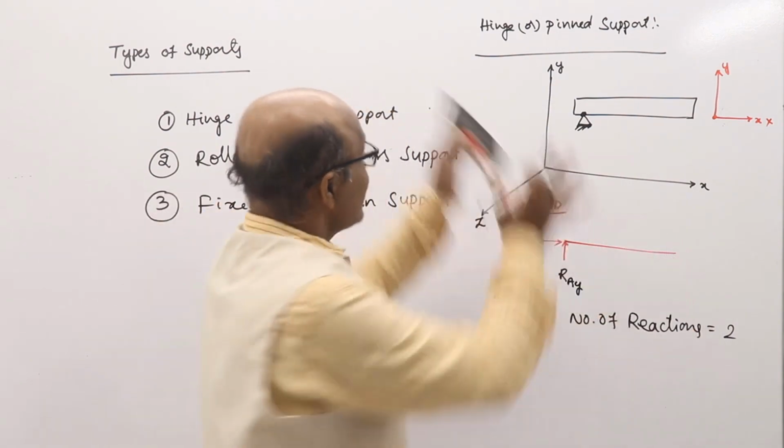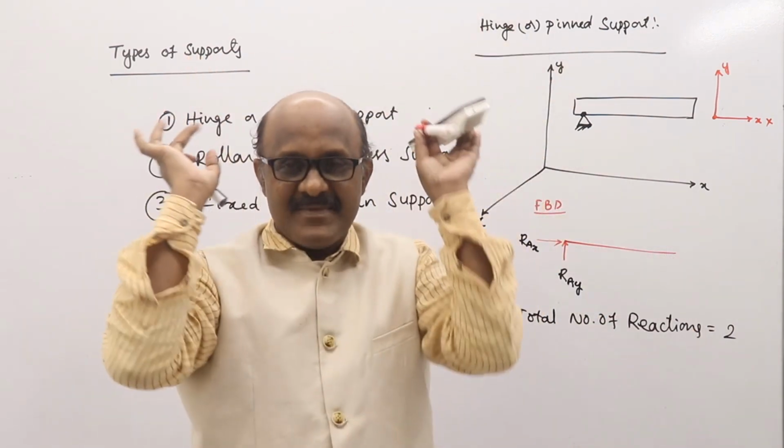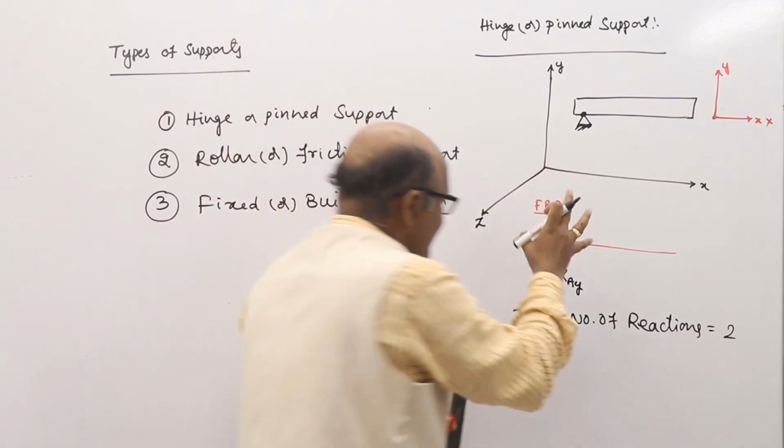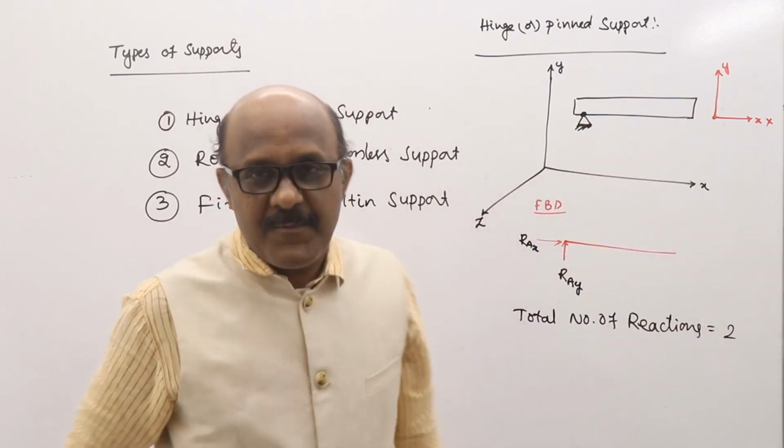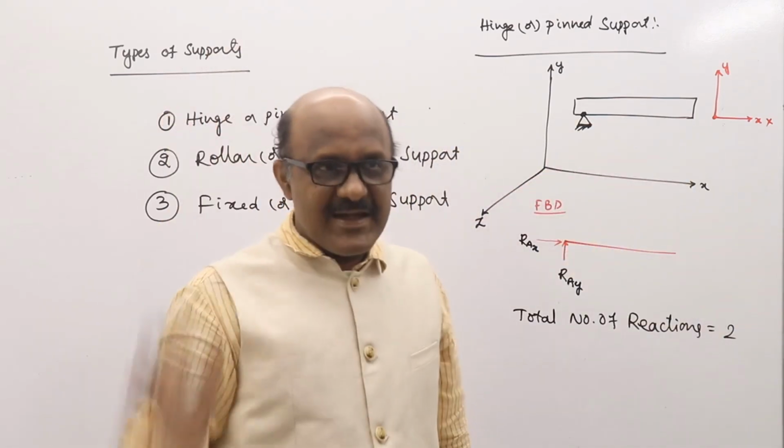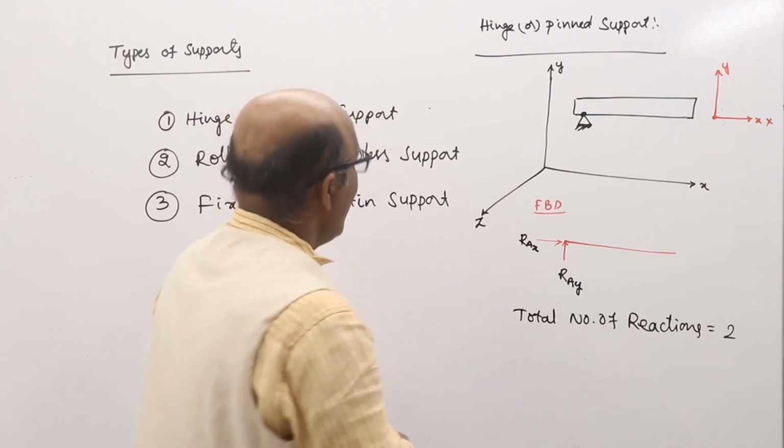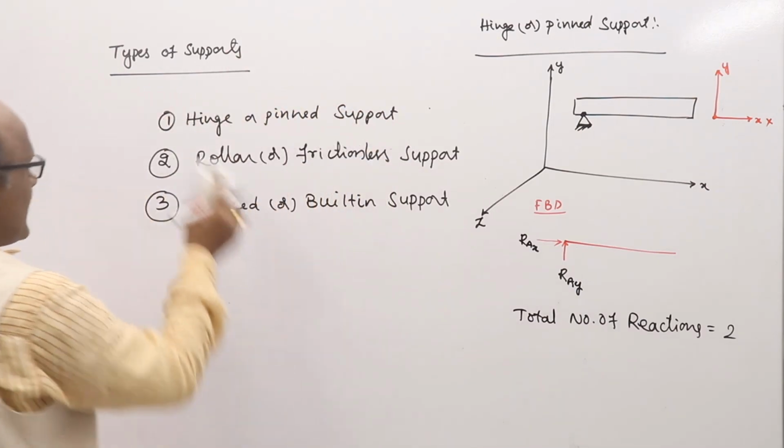Whenever this hinge support appears, at that time you must use this type of free body diagram. The number of independent reactions is 2. So this is about hinge or pinned support.